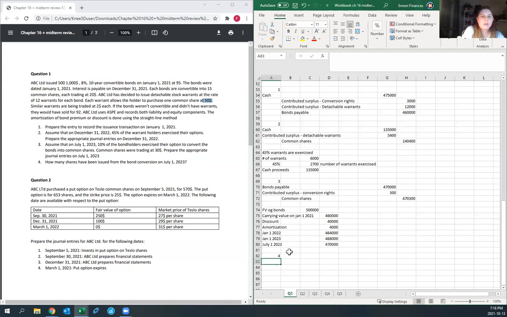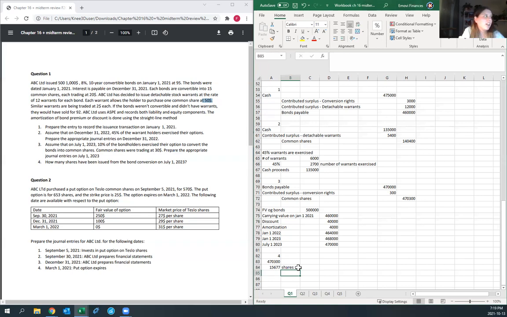And then the final requirement, for question 4: how many shares have been issued from the bond conversion on July 1st, 2023? So we know that we increased our common shares by this amount. And requirement 3 tells you that on July 1st, 2023, the common shares were trading at $30 per share. So you just have to do this amount divided by 30, and that gives us, we're just going to round it up to 15,677 shares.